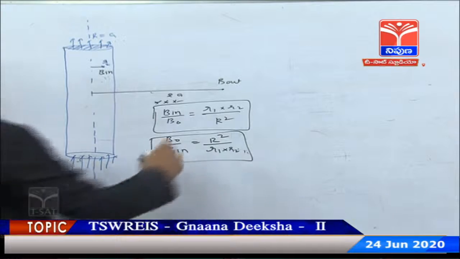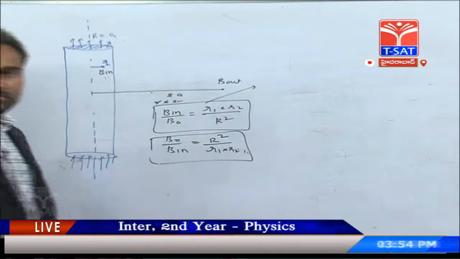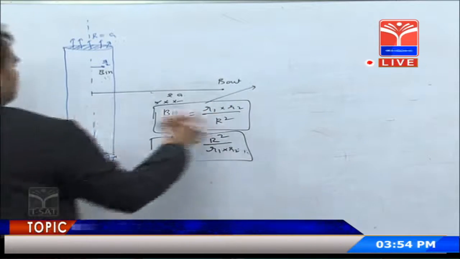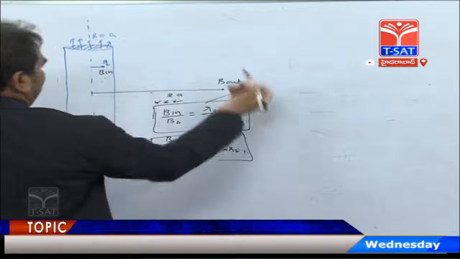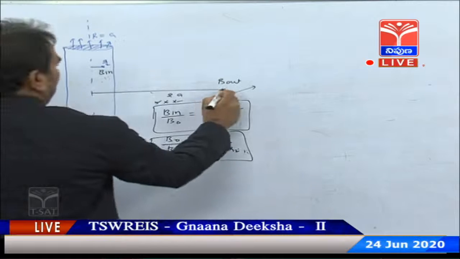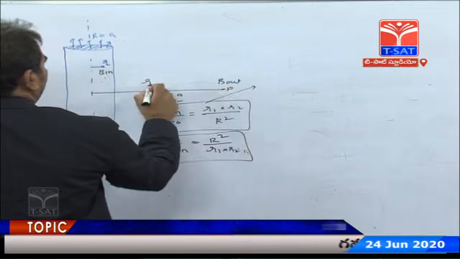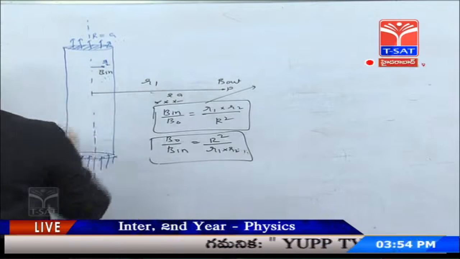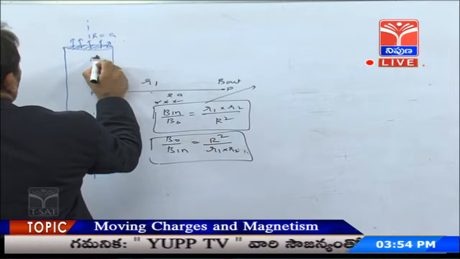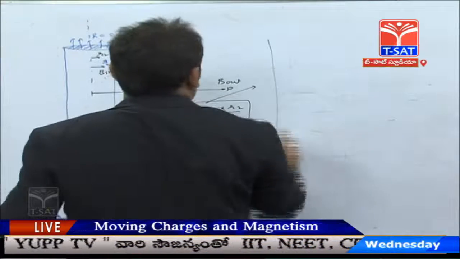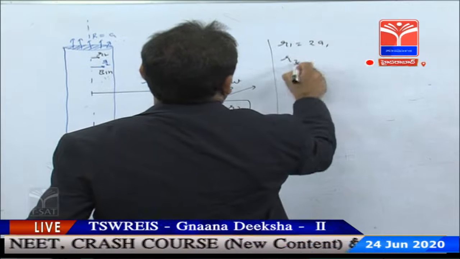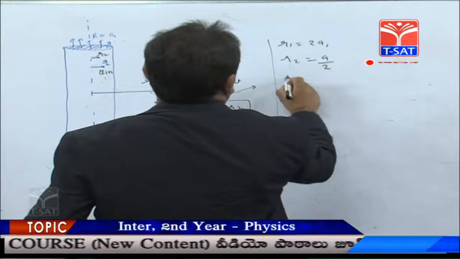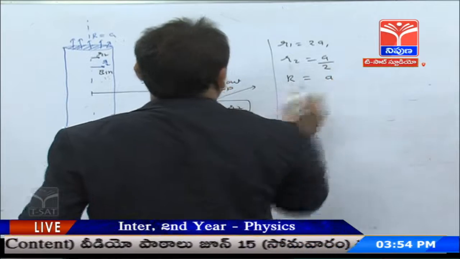But in our problem this was asked. So, what is small r? Small r1 is nothing but the distance from the center, in the outward direction, to the point P where we want the magnetic field. Second, R2 was given, where R1 is equal to 2A, R2 is equal to A by 2, and capital R is equal to A.